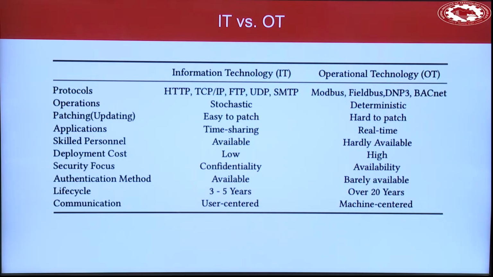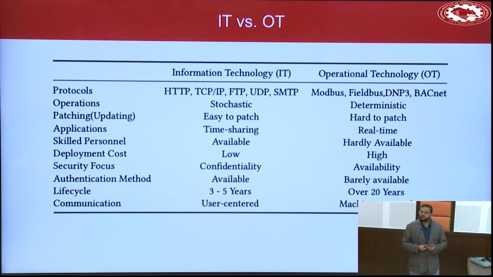Most IT operations are stochastic, or probability based. However, operation technology is more deterministic. We need data to determine what's going on, and based on that we make certain decisions. Patching: an IT system is easy to patch. As I said, it doesn't really affect downtime, especially out of working hours. You can always maintain your system, you can restart whatever you like. But in an OT system, you can't do this because they are working all the time. Application: IT systems are mostly time sharing, OT systems are real-time systems.